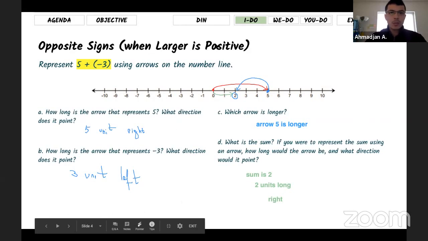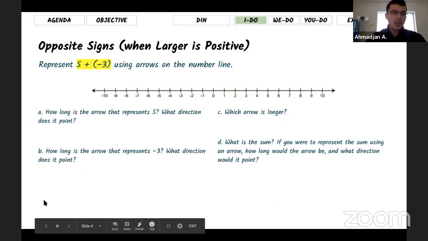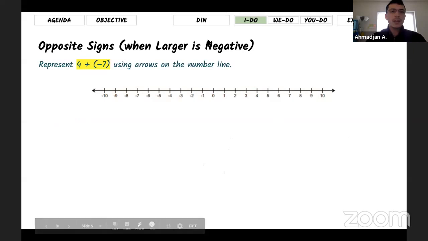Okay, so this is the relationship between the sum and the length of those arrows. And let's talk about a second example. So this is the first case, when the larger number is positive. Now let's talk about the second case, when the larger number is negative. Okay, so 4 and -7. So the larger number is 7, but the sign of the larger number is negative. And these numbers are opposite sign numbers.